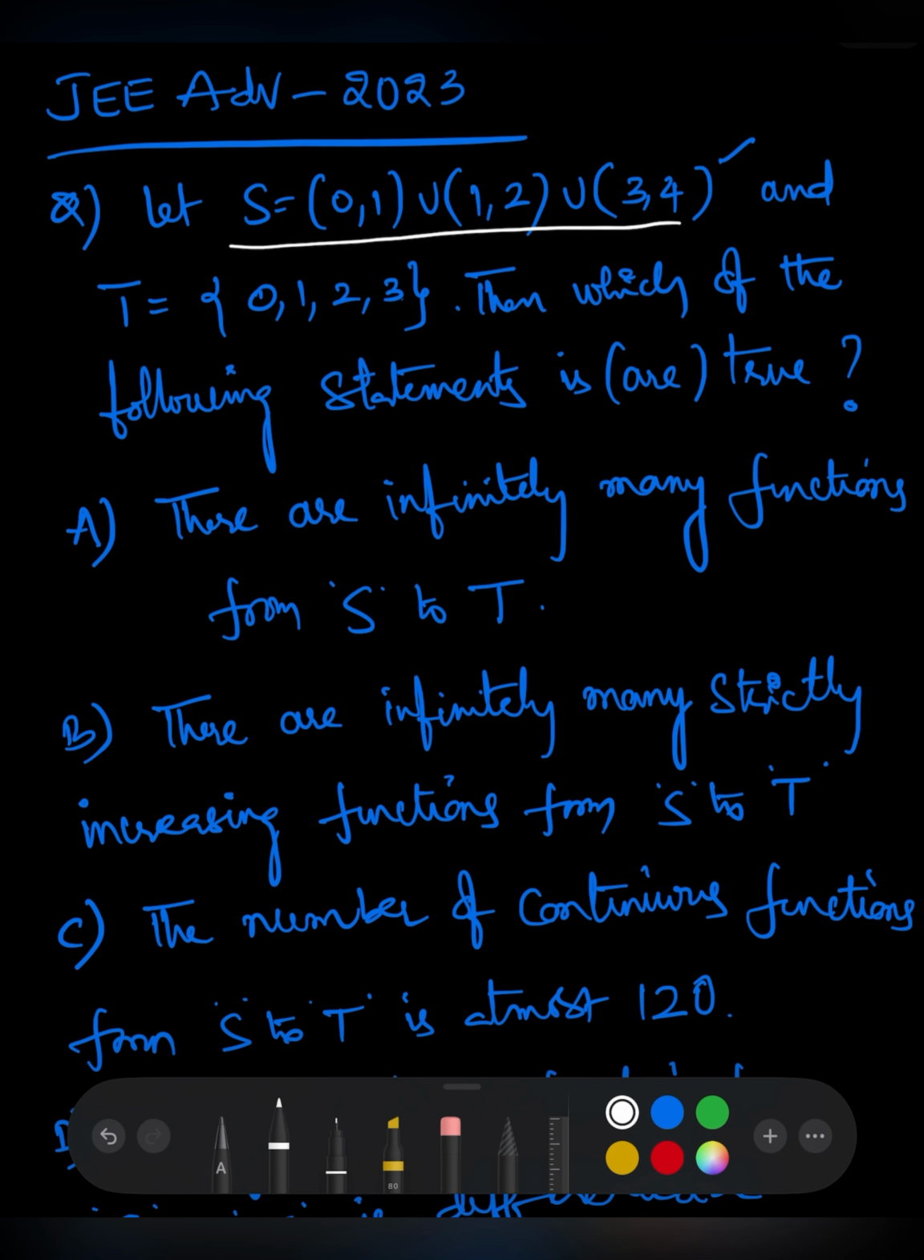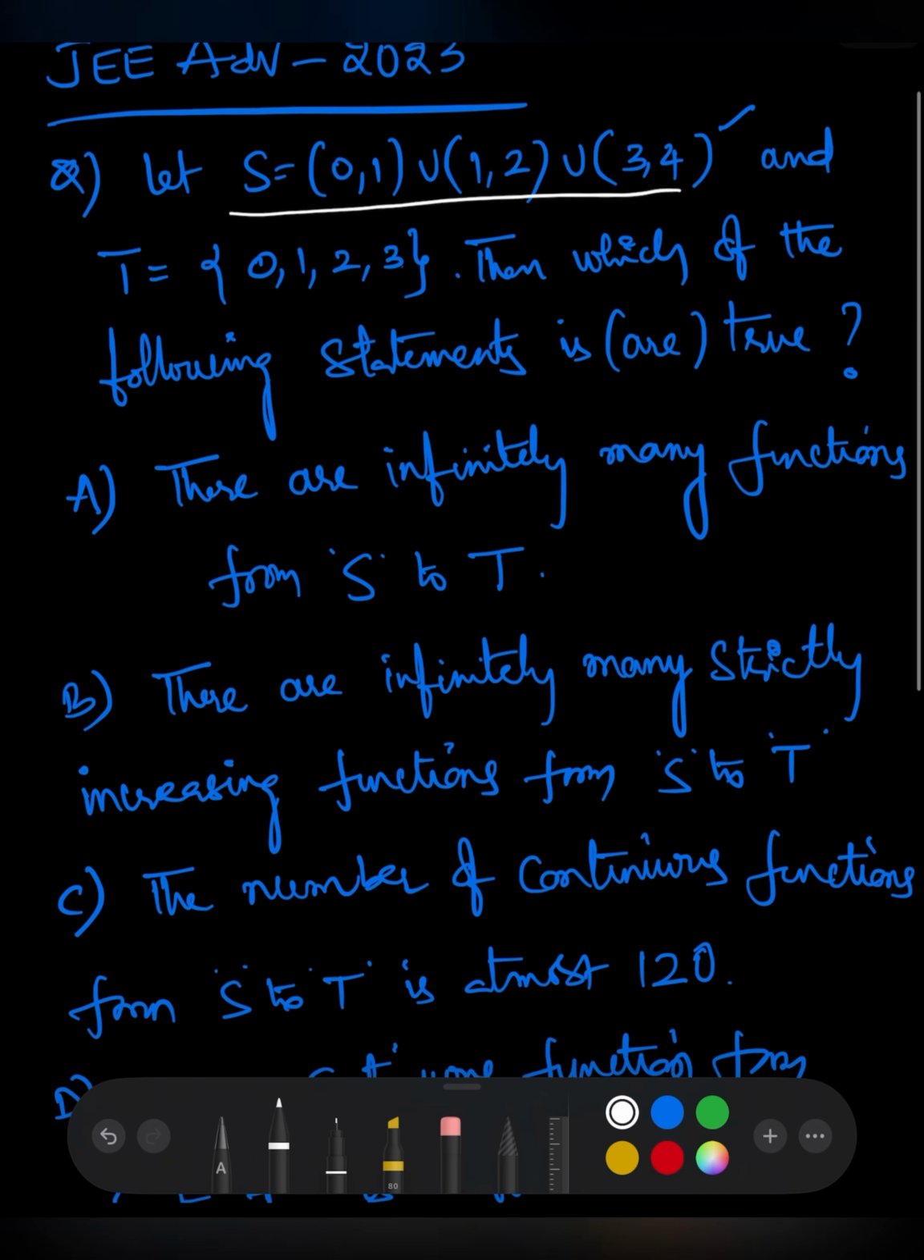of values 0, 1, 2, 3. T contains only 4 elements. Then which of the following statements is true? The first option is: there are infinitely many functions from S to T.